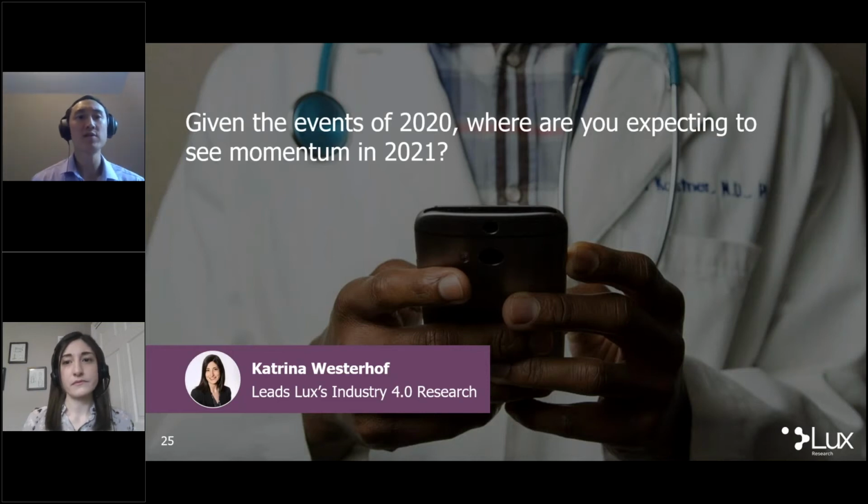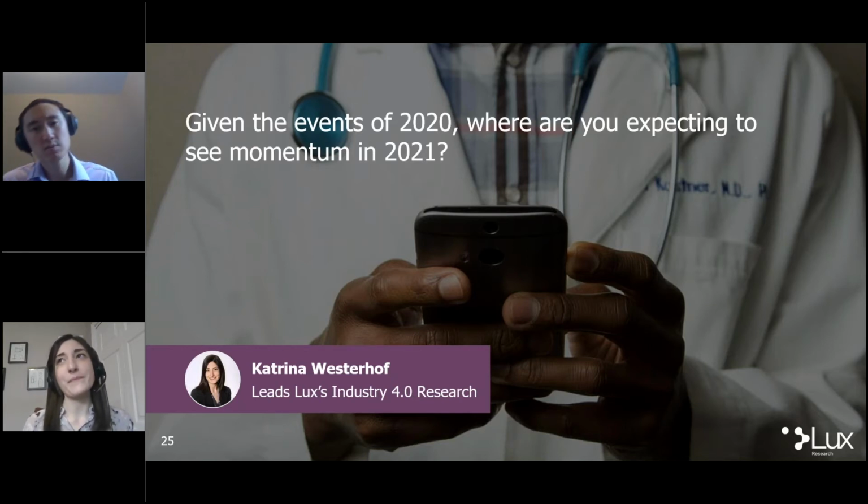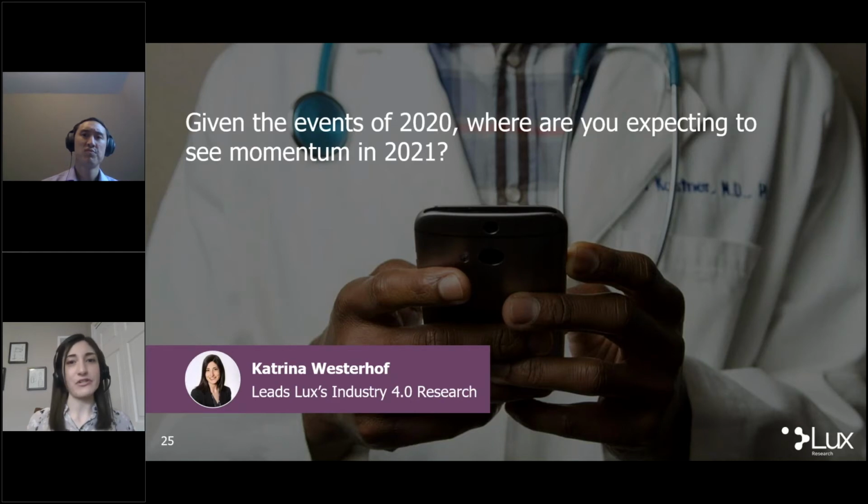And given some of what you've observed in 2020, what are the areas that you are expecting to see momentum in 2021, or where you're most excited? Yeah, so I'd say COVID was a big deal for digital here, because digital is core to this idea of taking an in-person interaction or an in-person task and turning it into something that can be done remotely. And we saw this play out in multiple places.